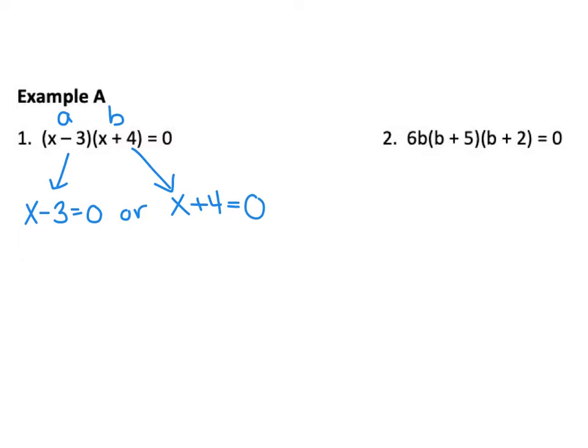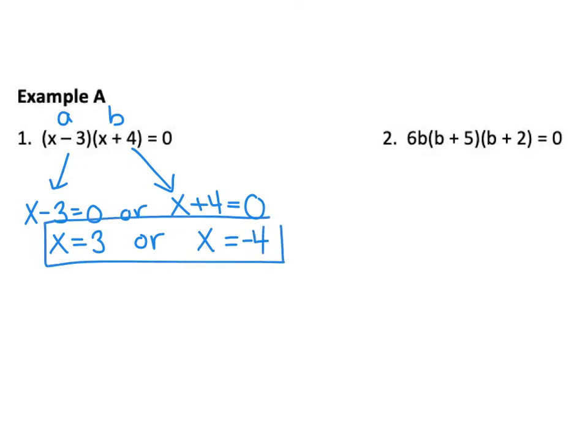I add 3 to both sides and I get x equals 3. Or, in the second statement, linear equation, subtract 4 from each side and I get x equals negative 4. So here are my two solutions. If I were graphing the corresponding function, my x-intercepts would be 3 and negative 4, looking something like this.